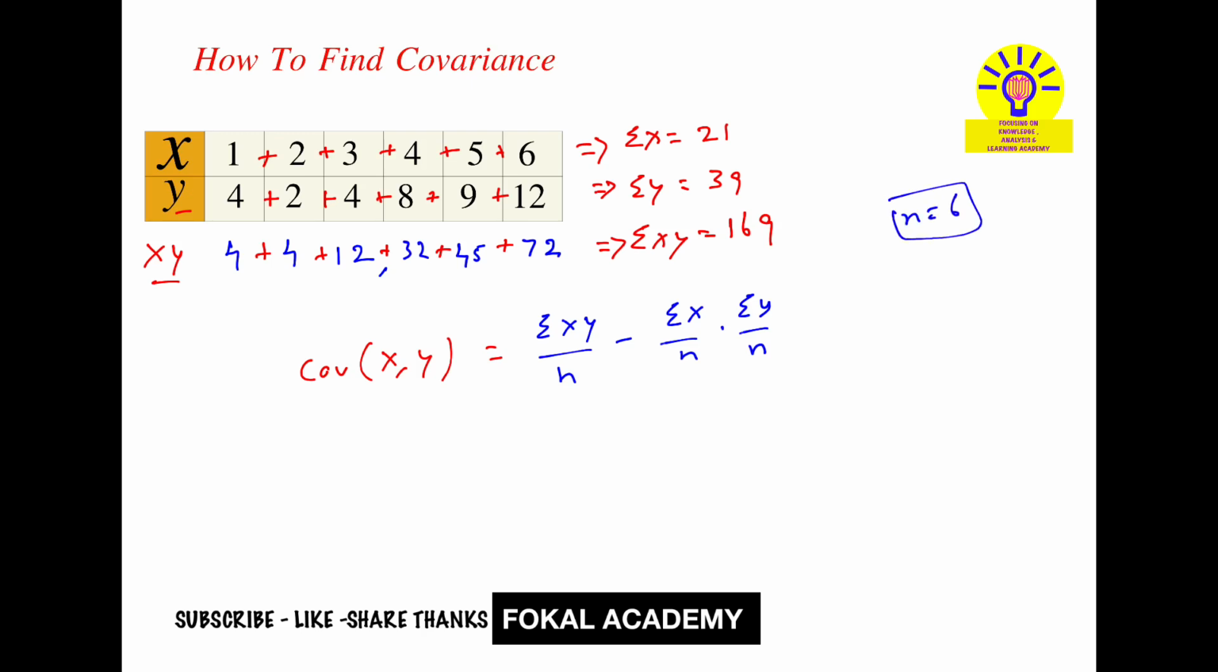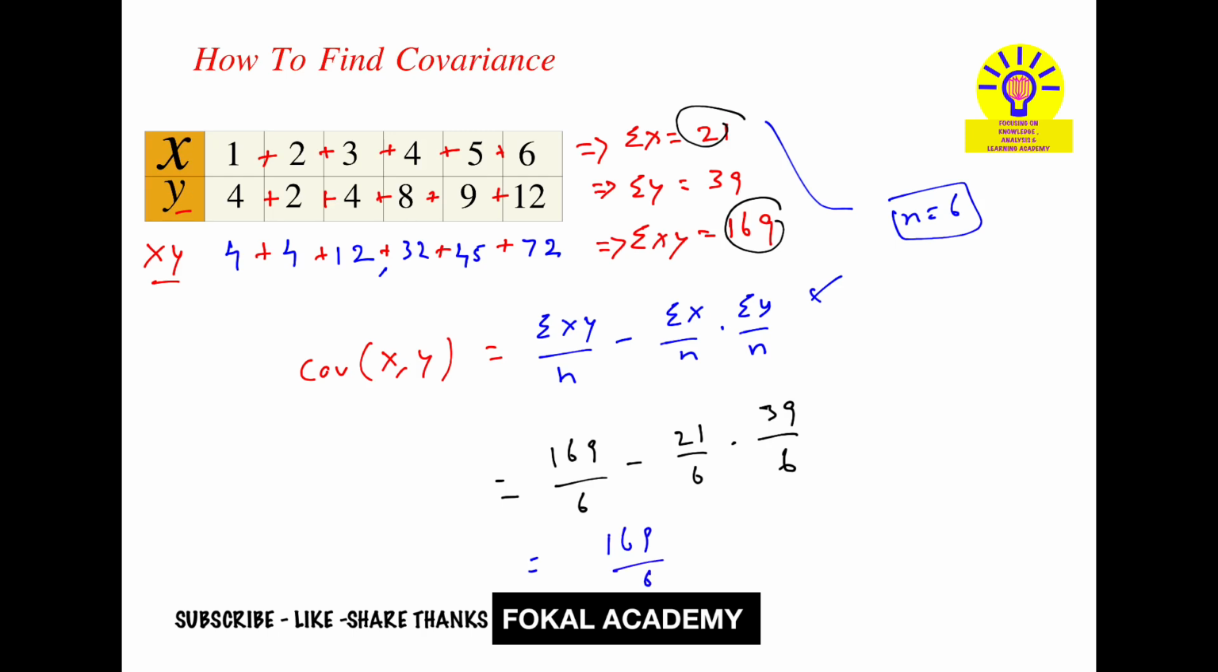Now substitute all the values here. Then we get summation of xy, that is 169. So 169 by n, which is 6, minus summation of x is 21, so 21 by 6, into summation of y, that is 39, 39 by 6. So it becomes 169 by 6, and here by cancelling we will get 91 by 4, which is equal to 65 by 12.